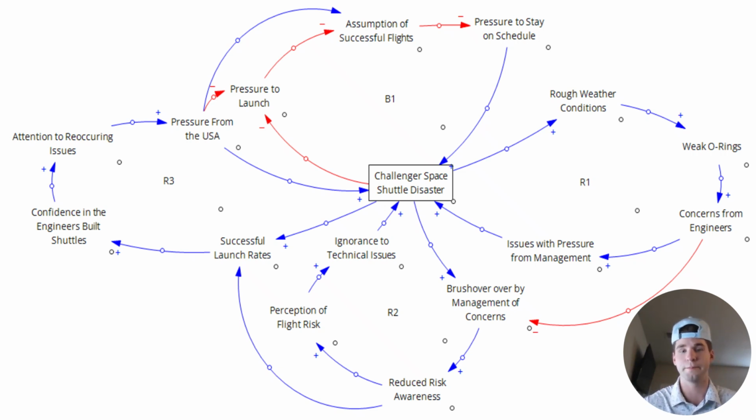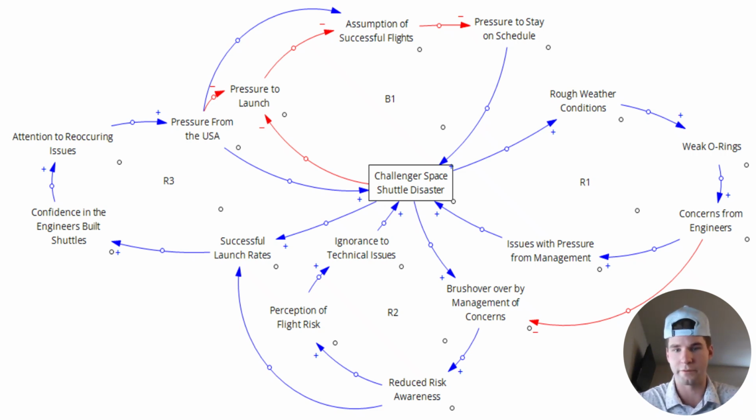It was not a successful flight. As we go to R2, the brush-over by management of concerns, again, we know what happened there. They basically pushed everything under the rug. They didn't want the information getting out, yet they thought with the successful flights that this would be possible, but we all know it didn't work. This reduced the risk awareness. They didn't pay attention to this. They wanted to get this into the sky and basically race everyone around them.